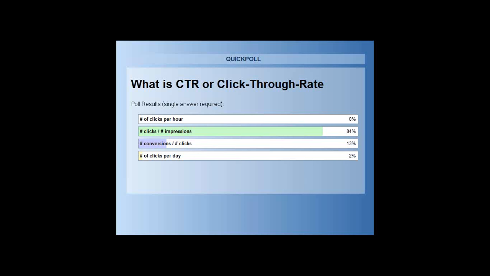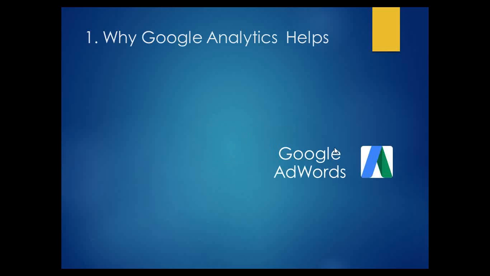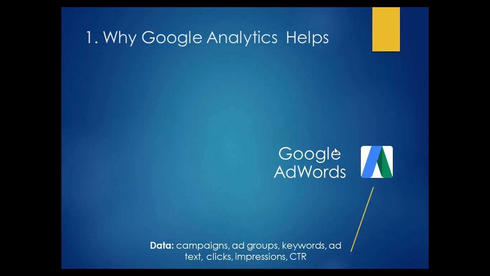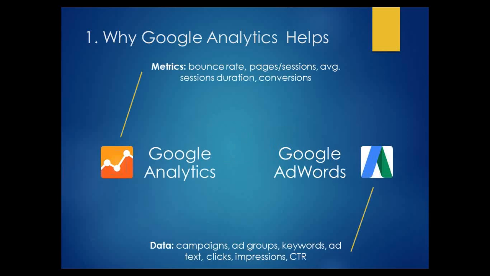So I'm going to get rid of this poll and just bring it back to the two systems that we're talking about. We have Google AdWords, which provides data such as campaigns, ad groups, keywords, and ad text, which is the structure of your account, as well as the metrics of clicks, impressions, and CTR. So that's Google AdWords. I'm going to bring back Google Analytics. You remember Google Analytics provides the metrics of bounce rate, pages per session, average session duration, and conversion.